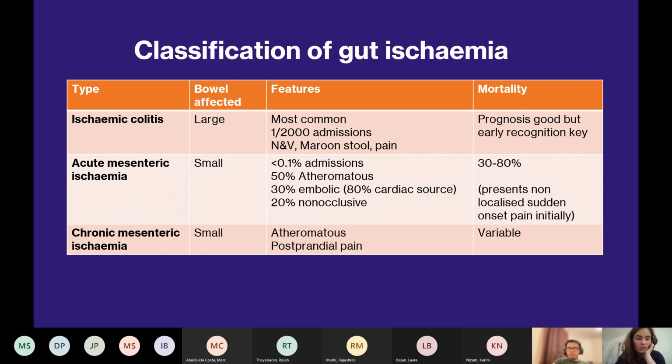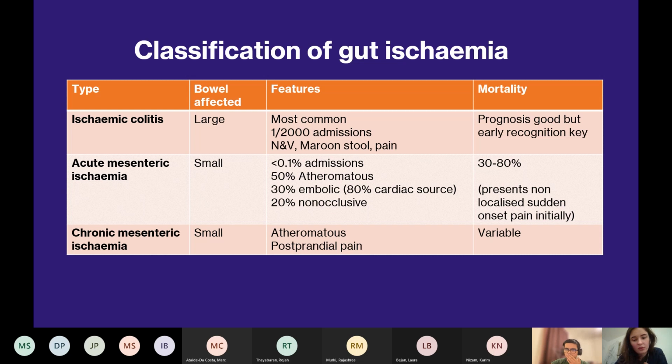But the main one, which they're going to come in very acutely unwell and can die from, is the acute mesenteric ischemia. So this is small bowel ischemia. It's mostly from atheromatous disease. And the main reason why people will be more likely to die is that they can present with generalized abdominal pain first, that then becomes localized, so can be missed.